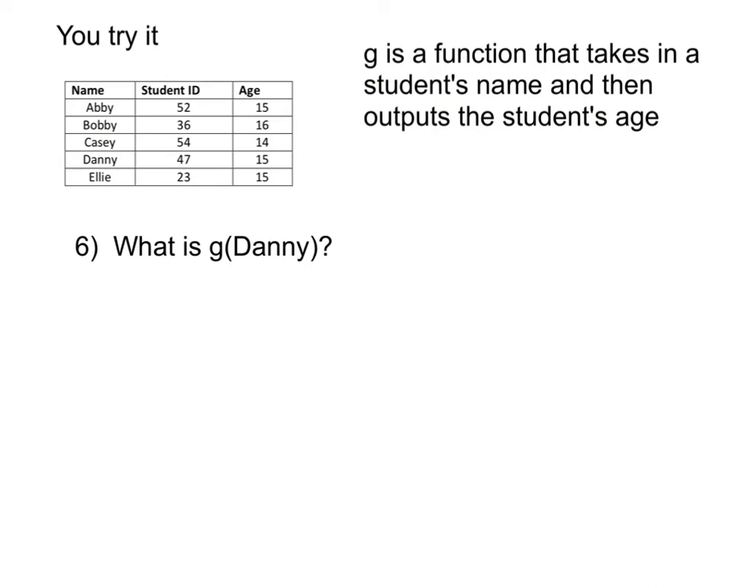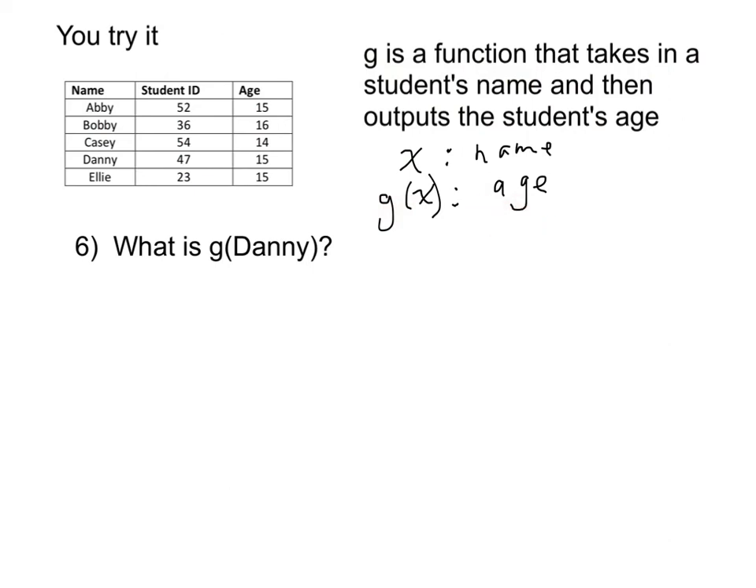Now I've changed the function, and this time we're going to use g for our function. I'll do the first one, and then the last ones you are going to do on your own. Those will be your You Try It problems, and we'll be checking those in class. So let's see our definition. g is a function that takes in a student's name and then outputs that student's age. So the input, our x, is going to be a name, and the output, this time using g, is g of x, which is the age.